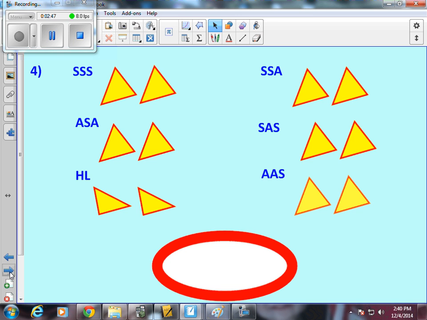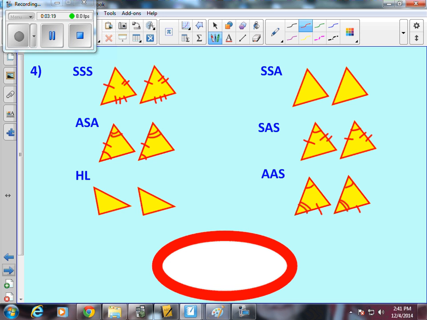So what SSS means, that's side, side, side. It means all 3 sides of one triangle match all 3 sides of another triangle. Angle, side, angle would be 2 angles and an included side. Or let me skip over here to angle, angle, side means 2 angles and a non-included side. That would be a side outside from the marked angles. SAS would be 2 sides and the included angle. So SSA would go to mean that's 2 sides and a non-included angle. Oh, that would be a side. So the non-included angle would be there.